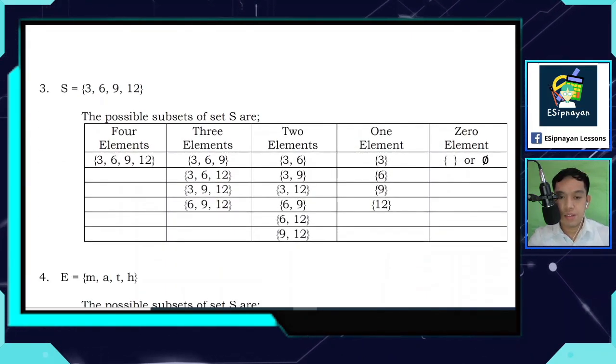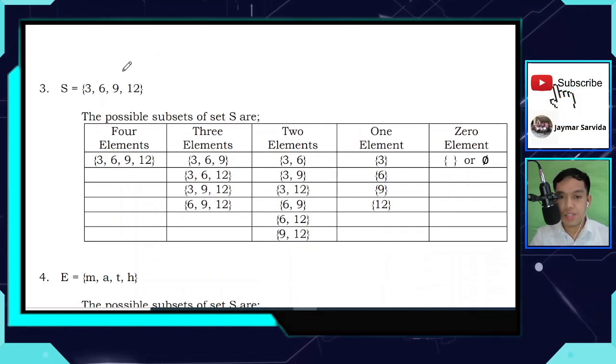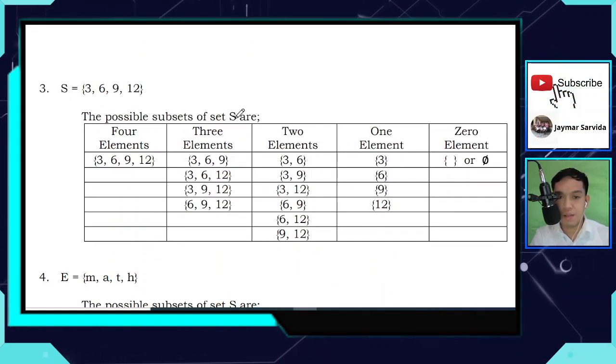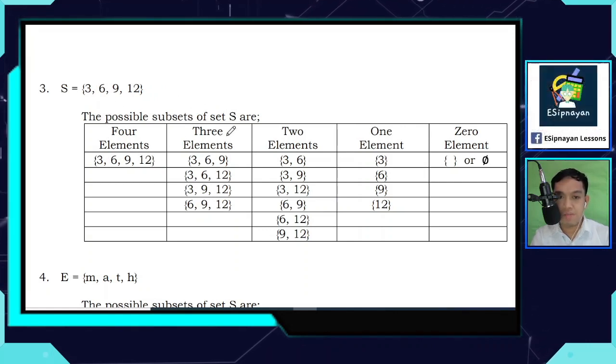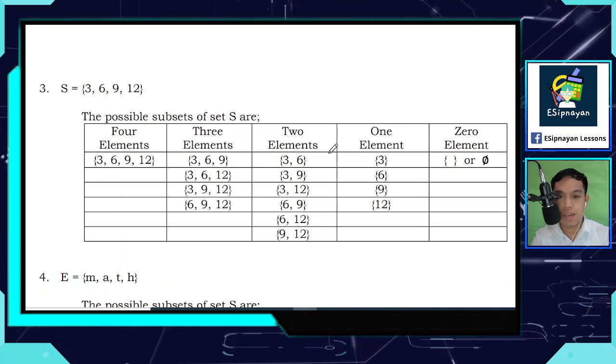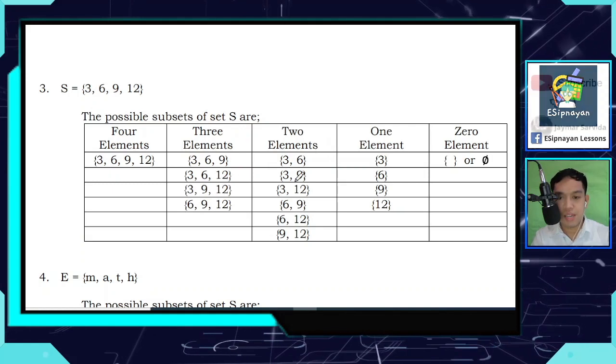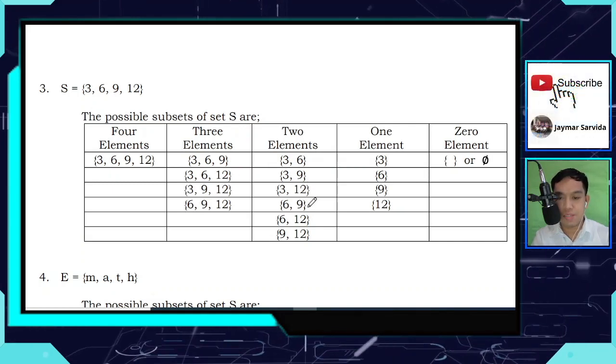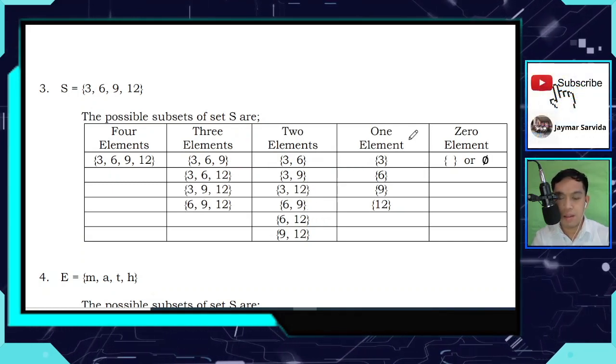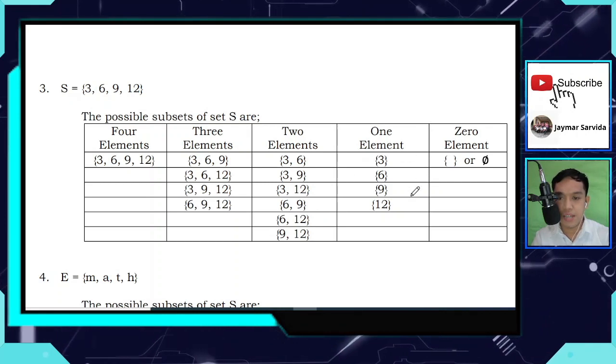Okay, we have another example here. Set S contains the elements 3, 6, 9, 12. So, 3, 6, 9, 12 is a subset of itself, 4 elements. Then we have 3 elements: 3, 6, 9; 3, 6, 12; 3, 9, 12; 6, 9, 12. Then 2 elements, we have 3, 6; 3, 9; 3, 12; 6, 9; 6, 12; 9, 12. Then for 1 element, we have 3, 6, 9, 12.